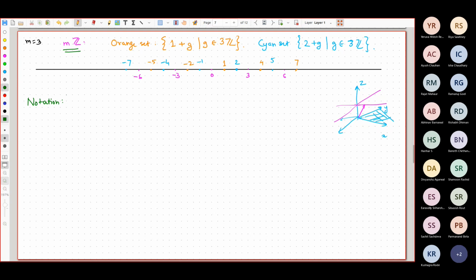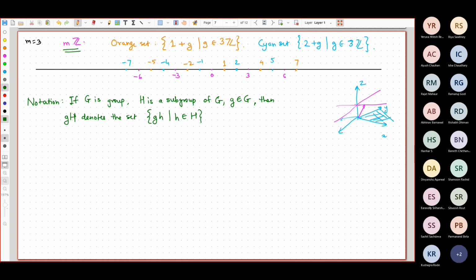Right. So let us set up a notation. If G is a group, H is a subgroup of G, and let's say little g is an element of the group G, then gH denotes the set of g star h such that this element h is in H.